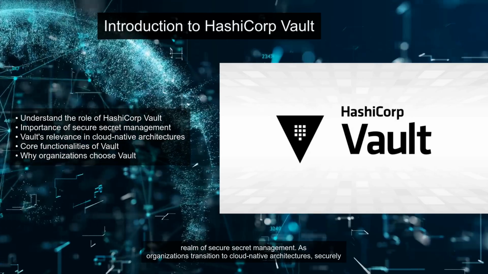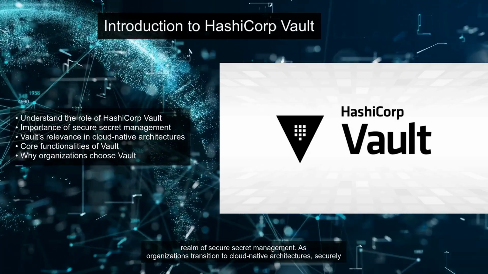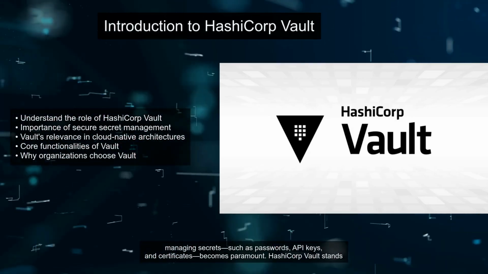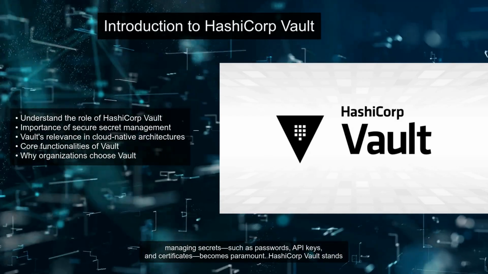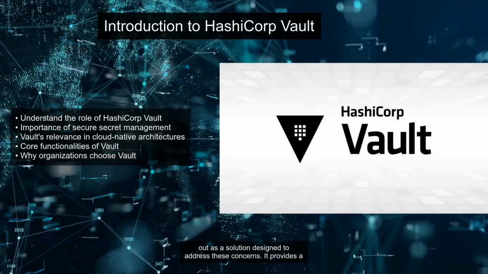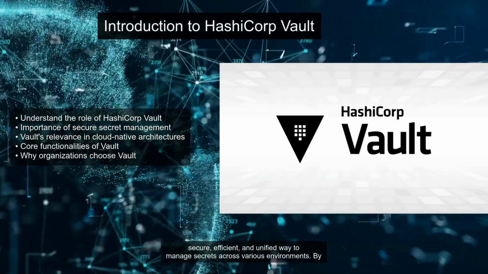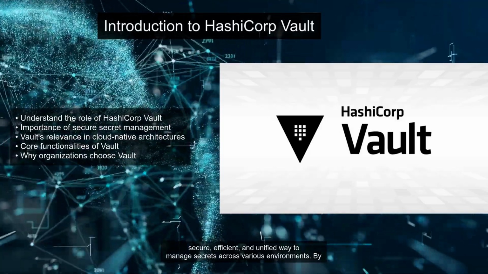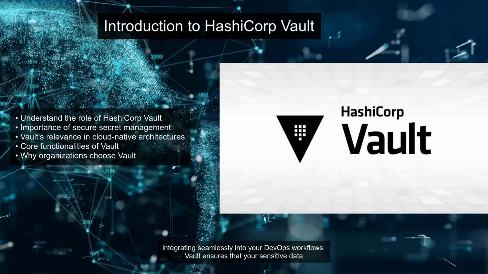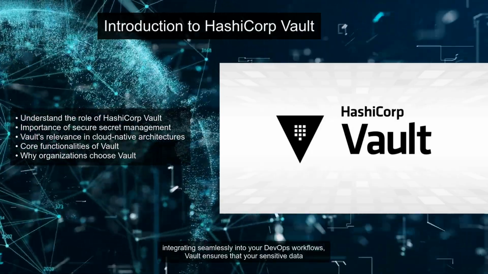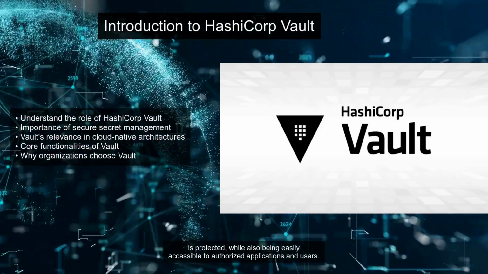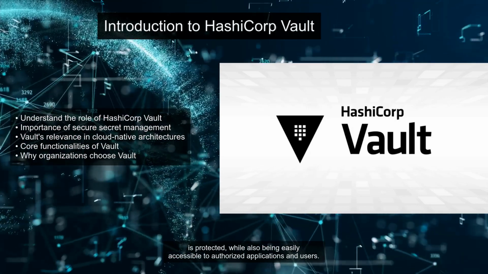As organizations transition to cloud-native architectures, securely managing secrets such as passwords, API keys, and certificates becomes paramount. HashiCorp Vault stands out as a solution designed to address these concerns. It provides a secure, efficient, and unified way to manage secrets across various environments. By integrating seamlessly into your DevOps workflows, Vault ensures that your sensitive data is protected, while also being easily accessible to authorized applications and users.